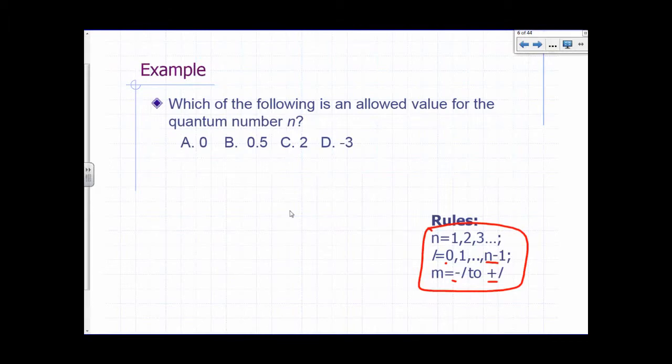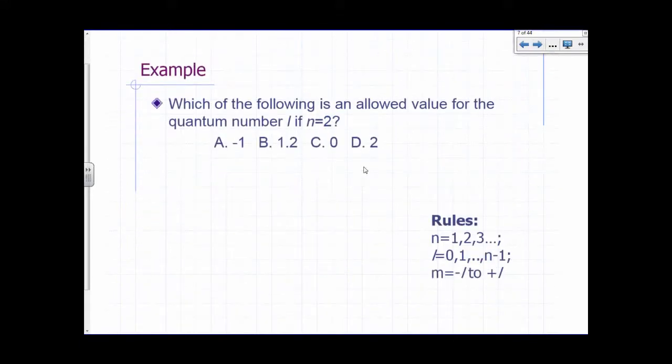Okay, so let's just look at our rules. It's going to be 1, 2, 3, 4, and so on. So it can't be 0. It can't be a fraction. It can't be negative. So 2 is one of the allowed values for the principal quantum number n.